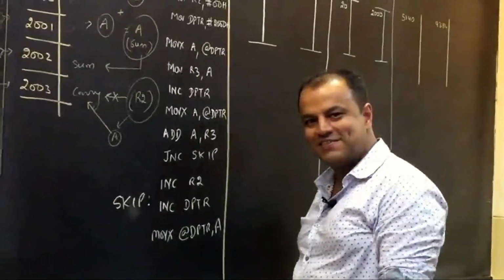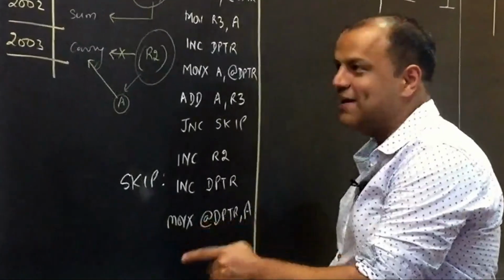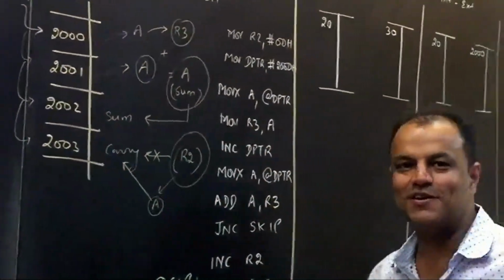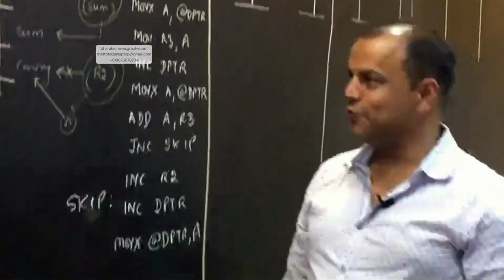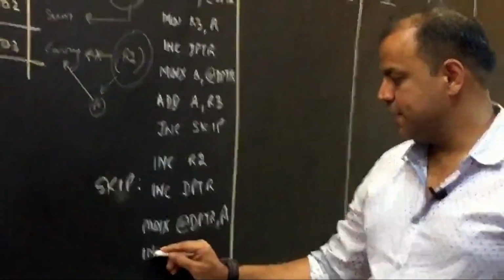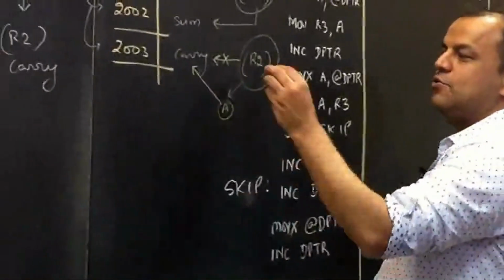Tell me, did you understand this instruction? Store from A to the location pointed by DPTR in the external RAM. Are you clear? You store your sum. Again, increment DPTR. Now you want to store your carry.